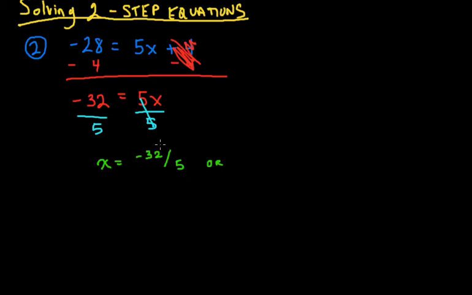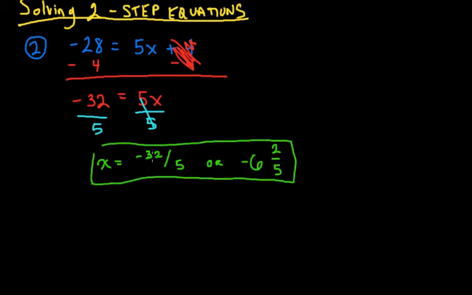You could say, okay, 5 goes into 32 6 whole times, and remember it's negative, with 2 out of 5 remaining. So you can go ahead and change to a mixed number if you want to. Okay, I would be perfectly happy with this negative 32 over 5. Oh, whoops, shouldn't have marked that like that. So I would be happy with that negative 32 over 5.